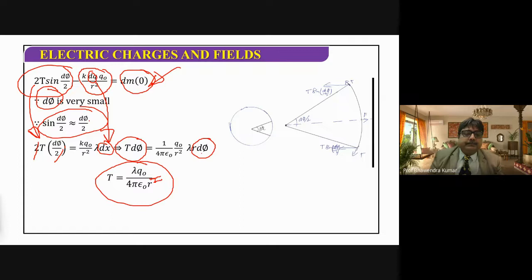So how did we start with that? Same, the equilibrium of the forces. The equilibrium equation that you see here.